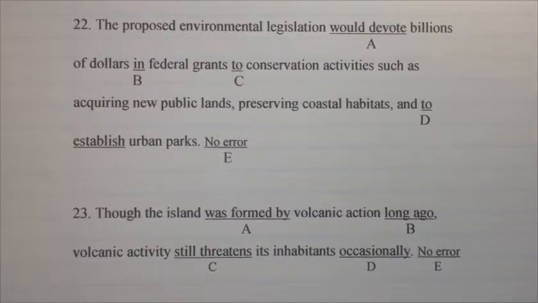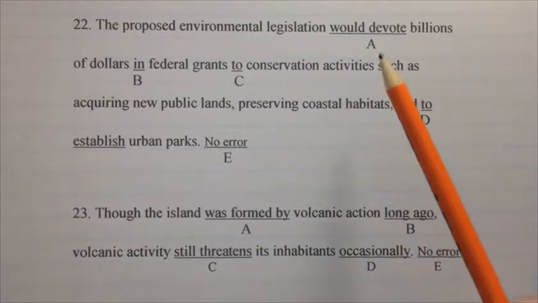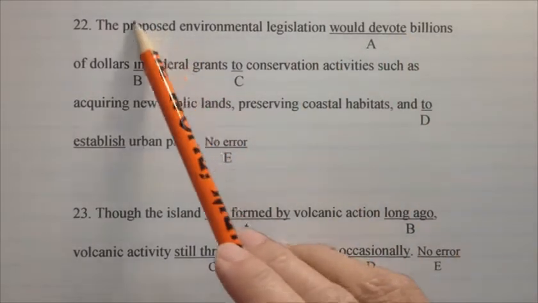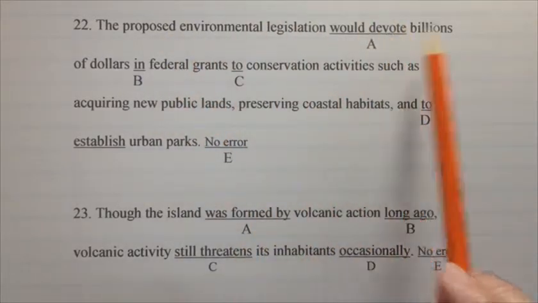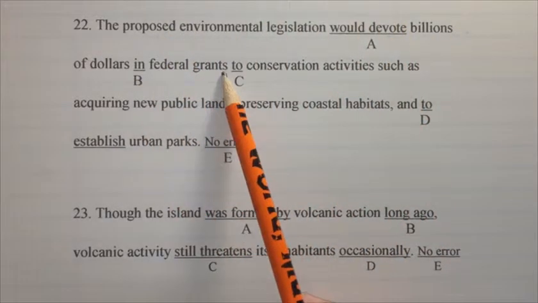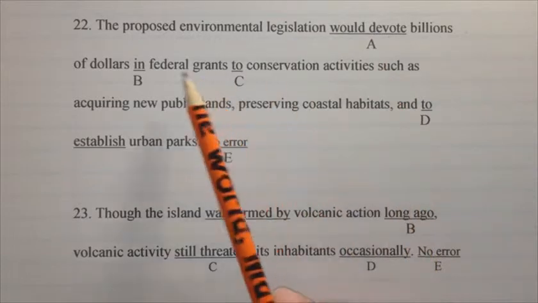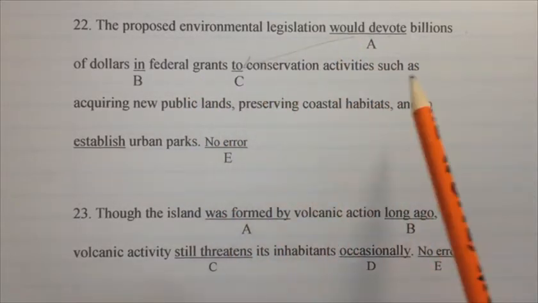The proposed environmental legislation would devote billions of dollars in federal grants to conservation activities, such as acquiring new public lands, preserving coastal habitats, and to establish urban parks. Okay, "would devote" is right because it's proposed legislation, it hasn't happened yet. So it would devote billions of dollars in federal grants to conservation activities. Yeah, "devote to" is correct.